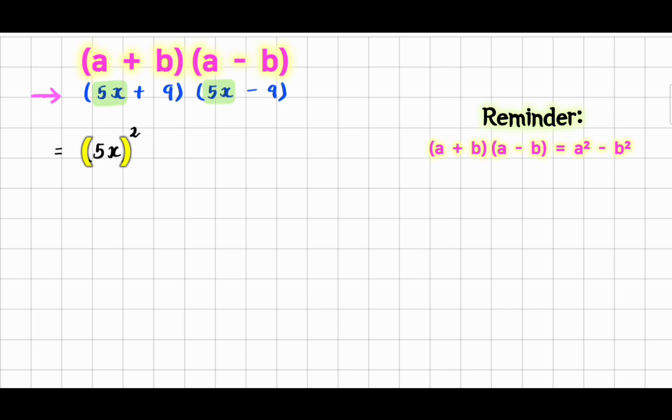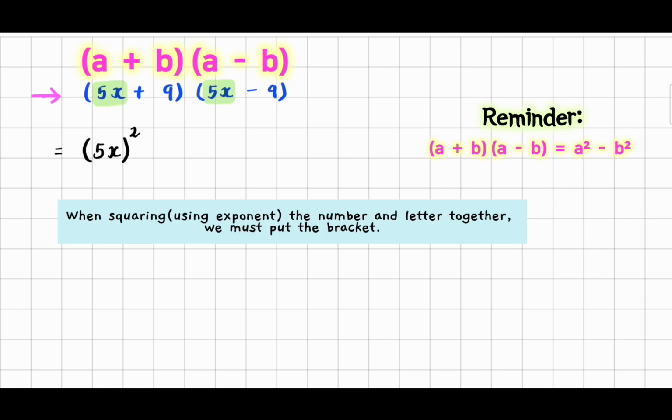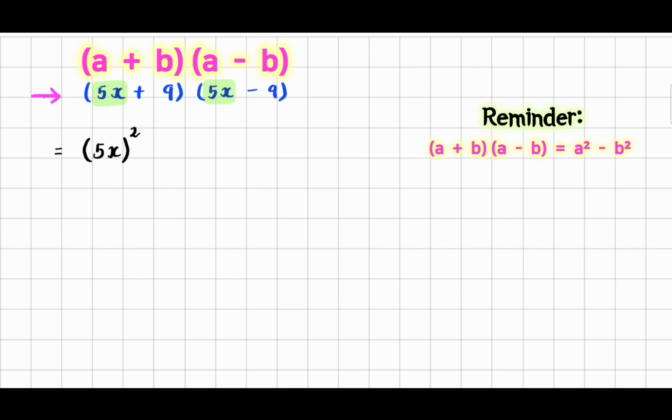Here this bracket is very important since the square is for both 5 and x. Suppose if you don't put the bracket, it will mean square is only for x. So when squaring the number and letter together, we must put the bracket. Then minus the last term times the last term, that's 9 square. And remember what I told you: a sum and a difference of the same two terms has no middle term.